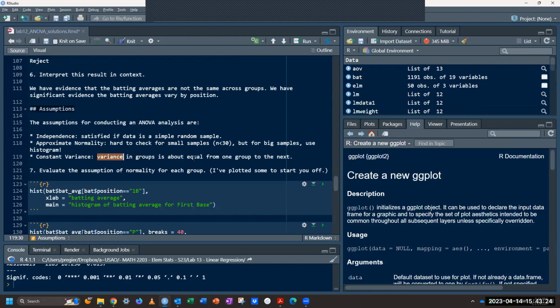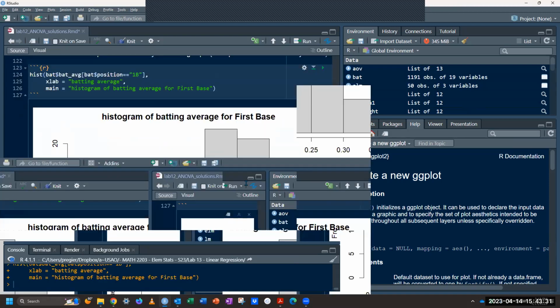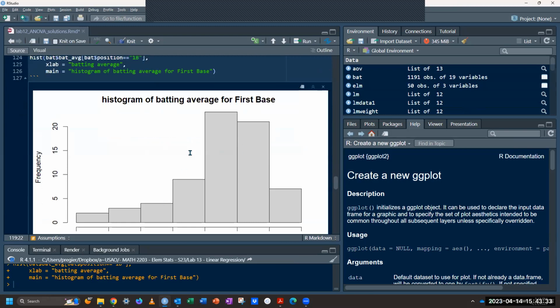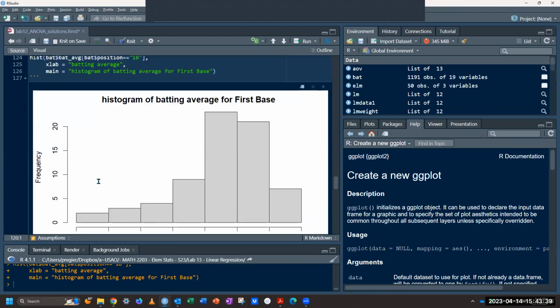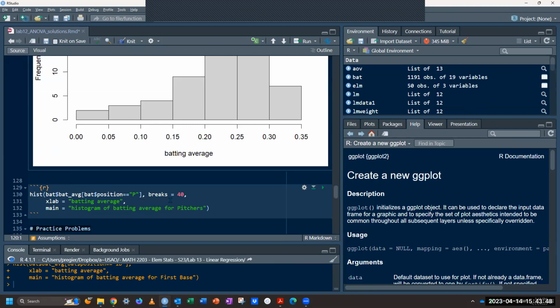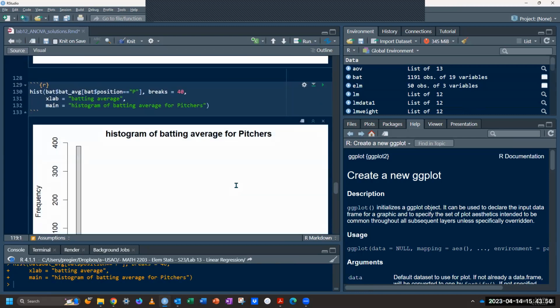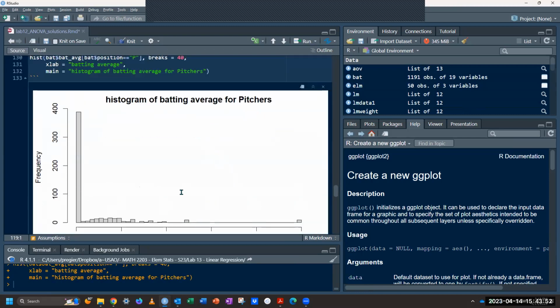So to evaluate these assumptions, we can look at a histogram of these averages. So is this data normal? That's the first question. Is it approximately normal? And is the variance constant? That means for all the different histograms for each position, are they varying the same? Are they about spread apart the same? So we can roughly check that by looking at all the positions.